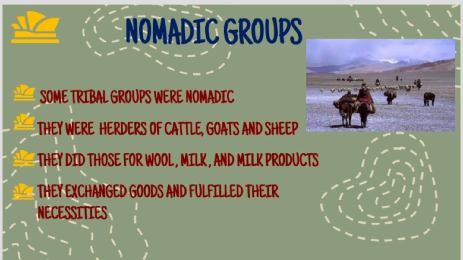Many of the nomadic people were herders of cattle, goat and sheep. Why they herd those animals is that they got milk and milk products from them. Because of that, they developed in that field by exchanging goods and they fulfilled their day-to-day needs and necessities. So I already said about Banjaras. Let's see about the Banjara group people.